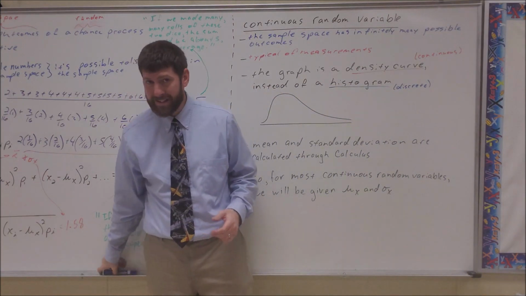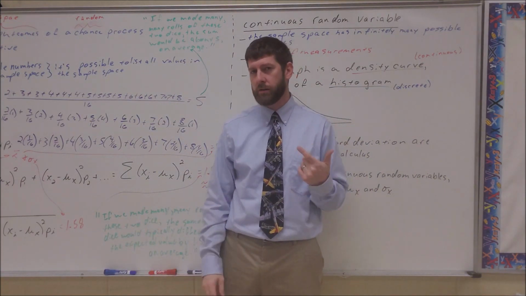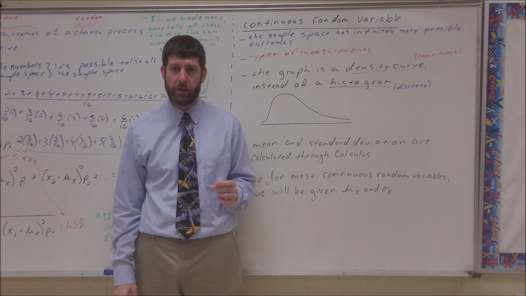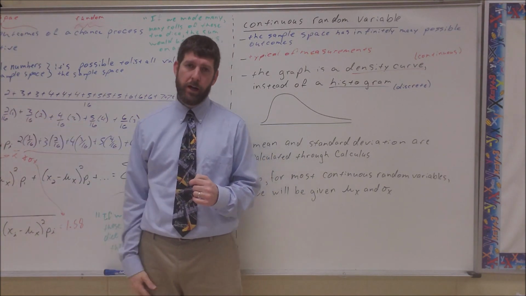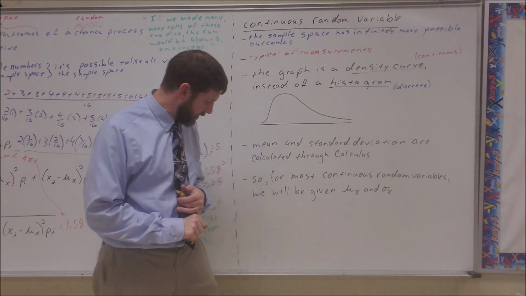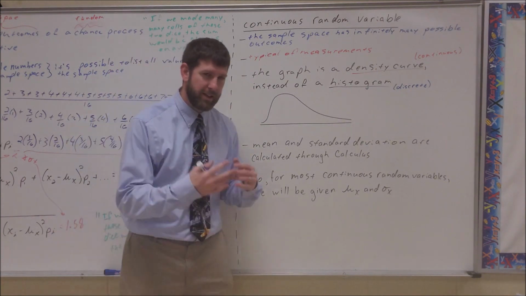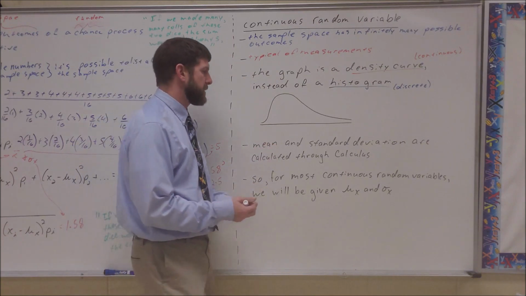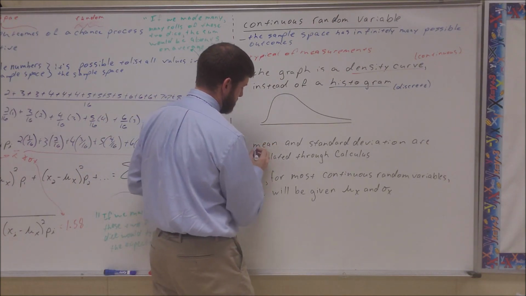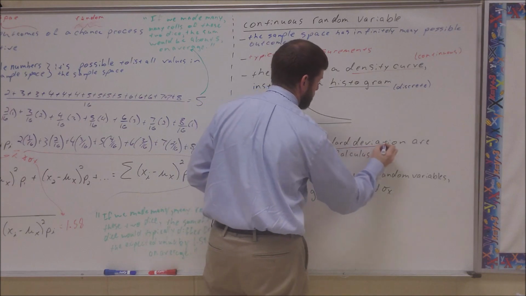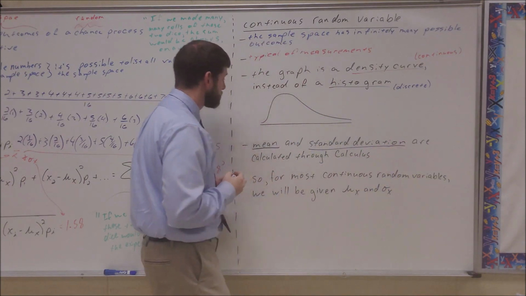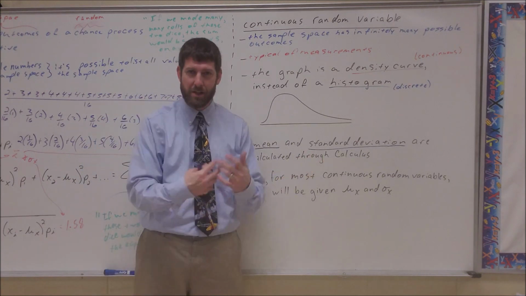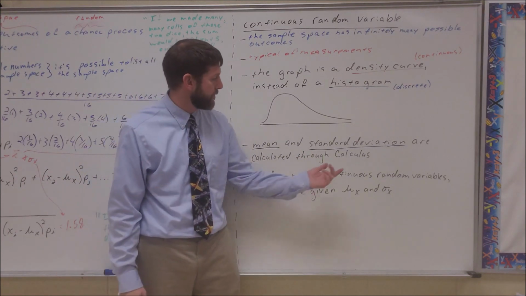Now, because I can't list all possible outcomes, I can't type my stuff into this nice little neat formula, or I can't type it into one of our stats on the calculator. So because we have this issue with being able to get all possible outcomes, the mean and standard deviation in this case are going to be calculated through calculus. And we're not doing calculus. This isn't calculus-based statistics. That's another course that you'll take later on in the future.